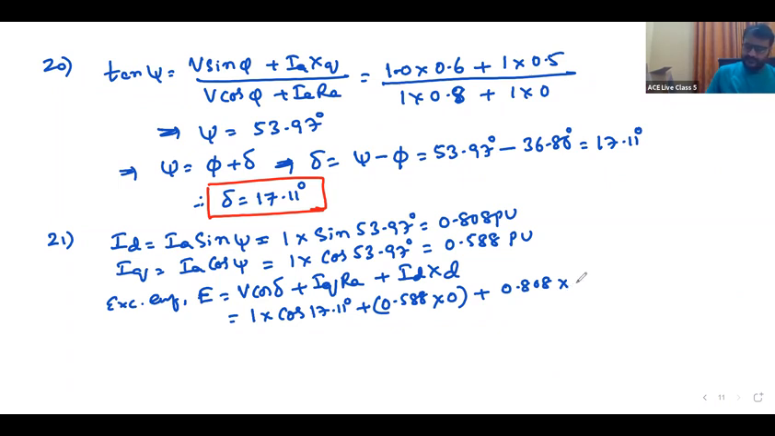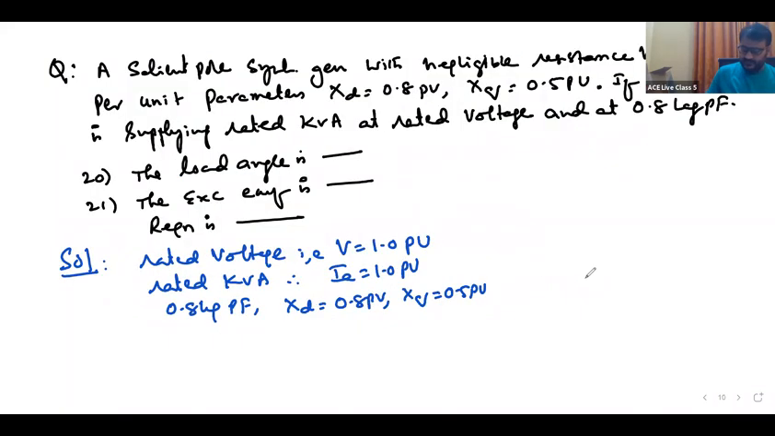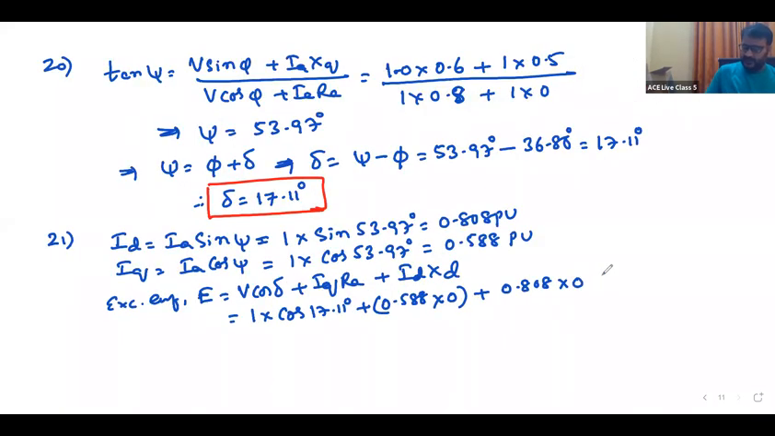XD is equal to how much? 0.8, no? Yes, XD is equal to 0.8. So therefore, E is equal to how much? E is equal to 1.603 per unit. Therefore, E is equal to 1.603 per unit value. This is one answer, E.